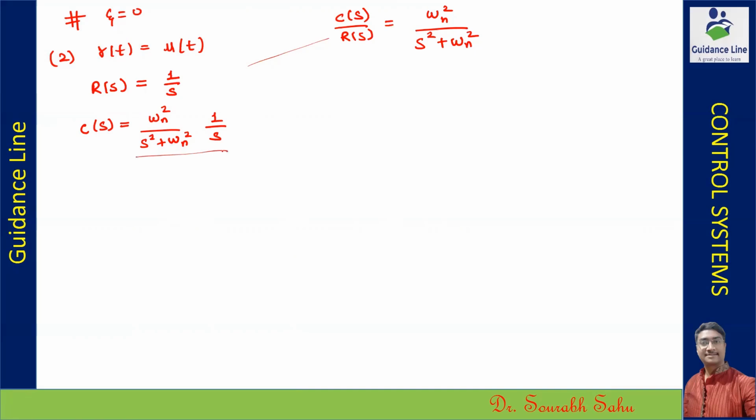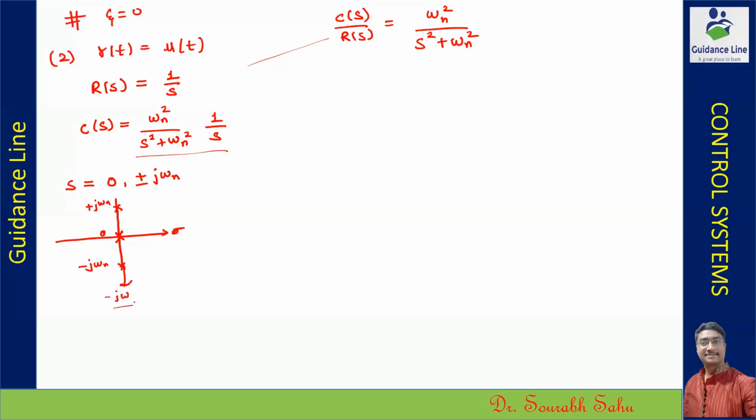If I look into the characteristic equation of this C(s) expression, these are the three poles which we have: s equals 0, then plus j omega n and minus j omega n over here. This is sigma, and this is the j omega axis.